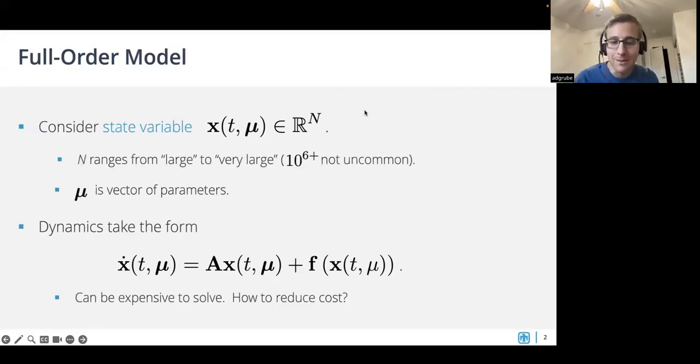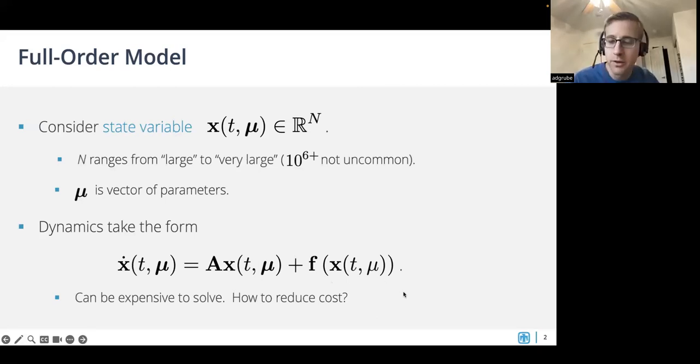I won't belabor this point for this audience, but just to fix the notation that I'm going to use here, I'll consider a dynamical system which is governed by some high dimensional state variable, which may depend on, let's say, time and some vector of parameters. I want to write my dynamics, mostly for illustrative purposes, as a linear part plus a nonlinear part. What we're going to see later in the talk is that this is going to morph into something else, which makes more explicit the kind of structure that I'm talking about. But for the present purposes, this will be my notation here.